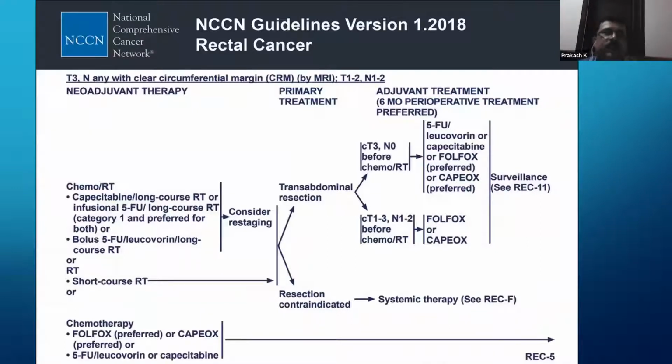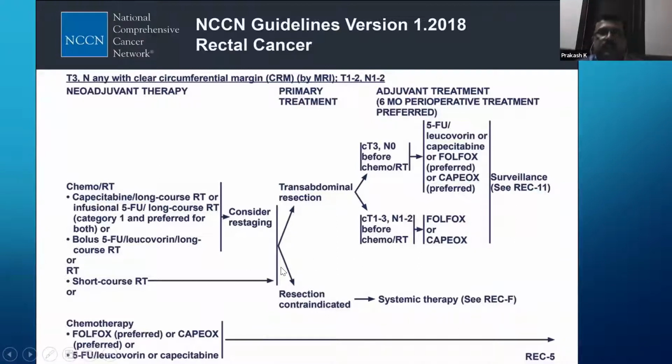This is the NCCN guideline. You can see that they have said that T3 or any node with circumferential margin which is positive, they advise neoadjuvant therapy. So here there is no subdivision of T3 disease, and they should undergo chemoradiation, either short course or long course, and then they are taken up for surgery.